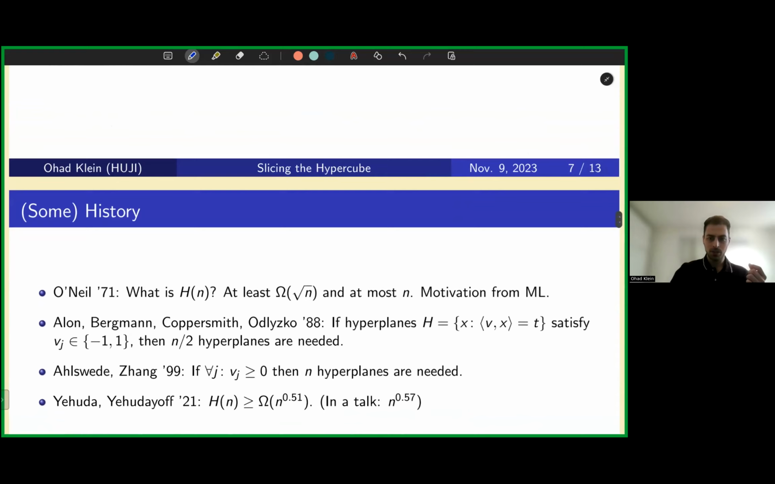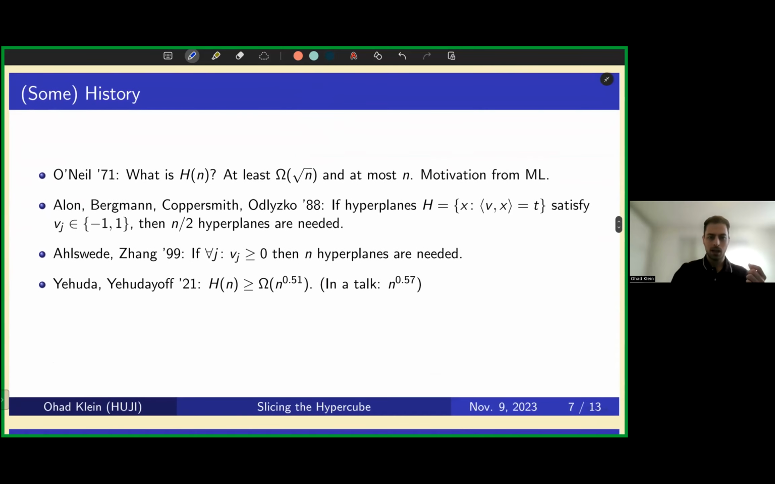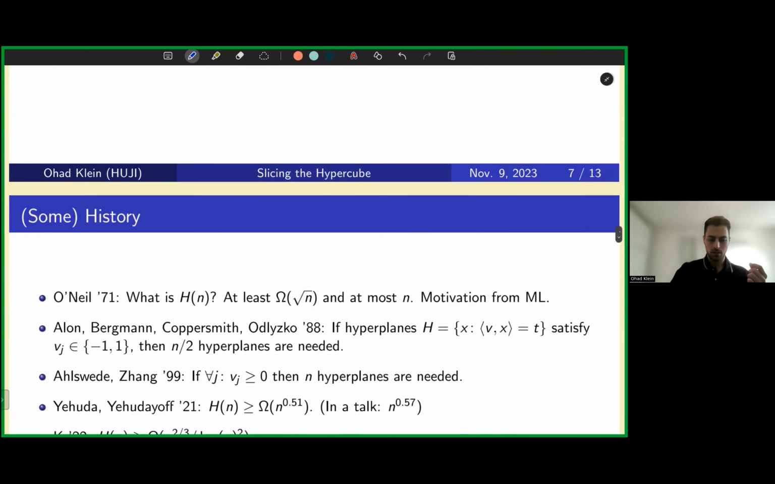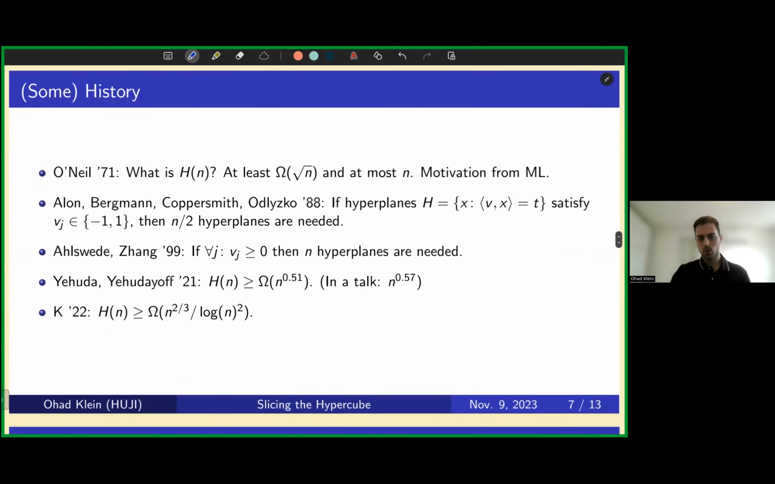However, the problem in general remained open until only 50 years after the problem was raised. A better lower bound was shown. Yehuda and Yehudayov proved that h of n is at least n to the power 0.51. Also in a talk, they said that this exponent can be optimized. In this talk, we will talk about a lower bound which is n to the power 2/3.